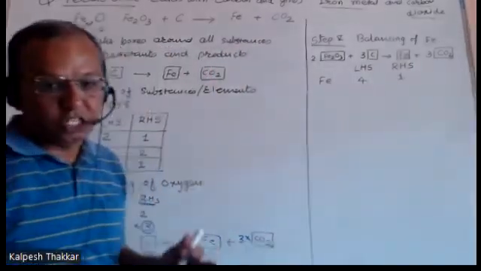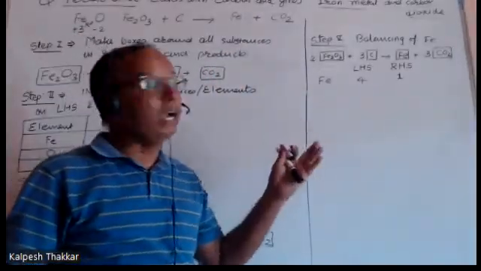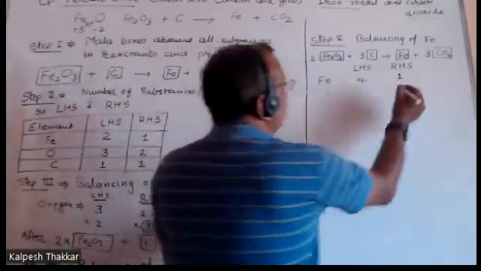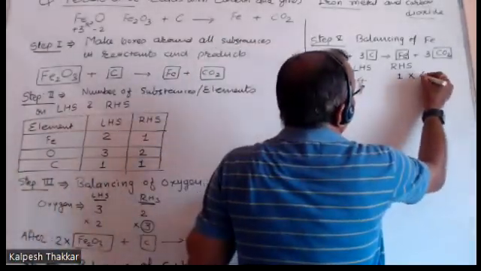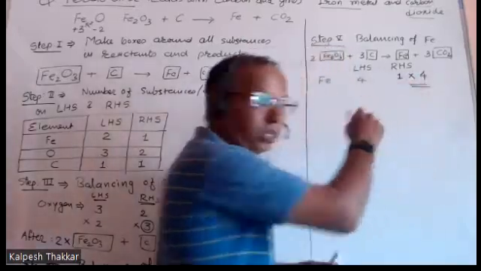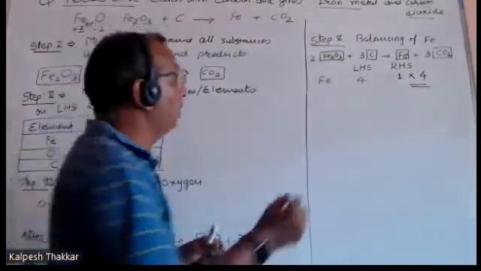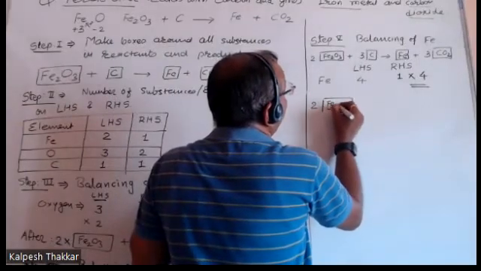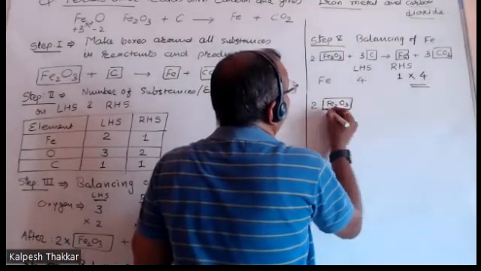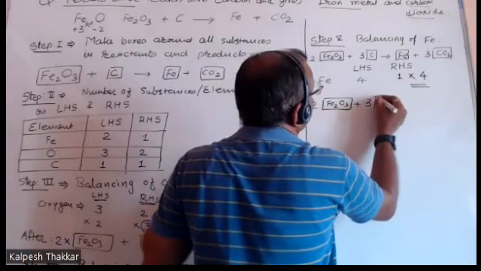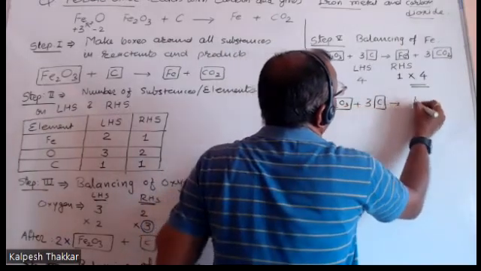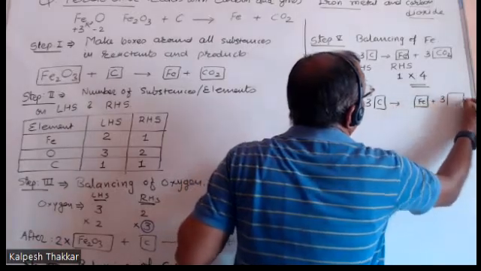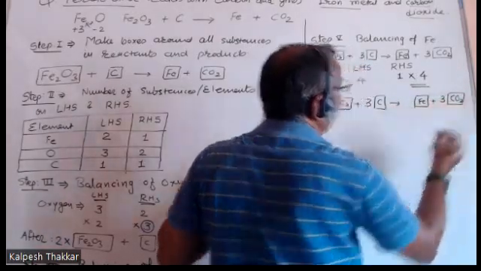Once again, friends, it is very easy to balance both sides. How? This is 4, this is 1. So this is to be multiplied by 4. This is the change we are going to make. So friends, finally 2 Fe2O3 and then plus 3 times carbon, friends, gives us 4 Fe plus 3 times CO2, friends.